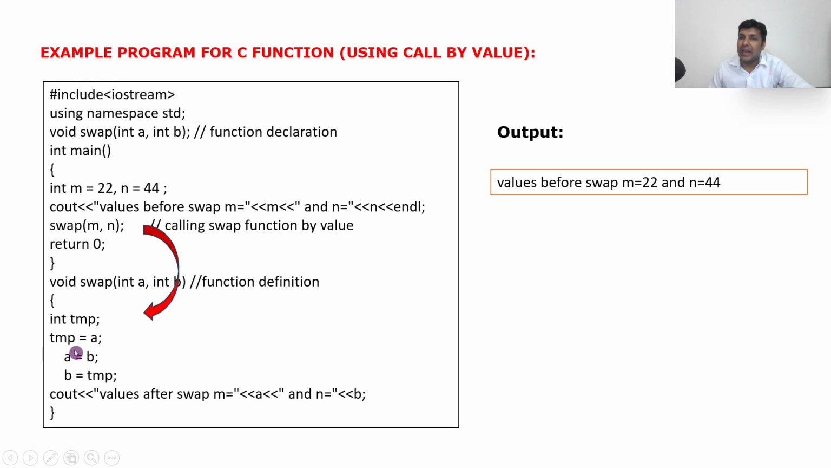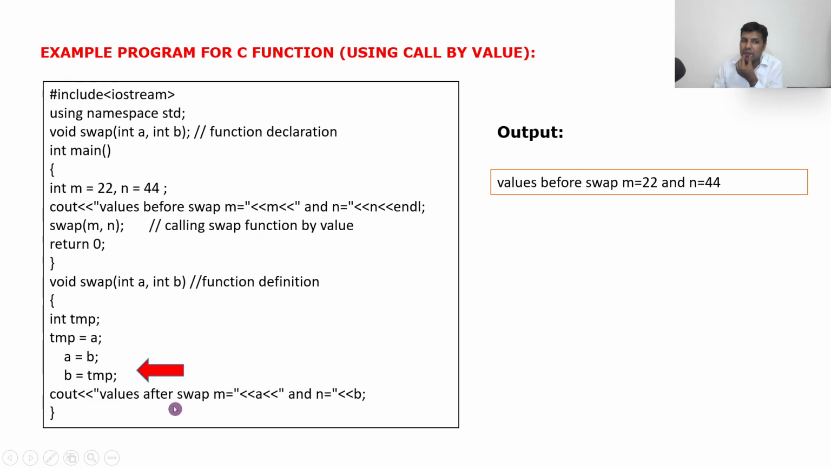Now I have taken a temporary variable. What have I done? I have swapped the values. That means the a value is stored in temp. Now the b value will go to a, and the temp value will go to b. That means the m value is 22, right? The n value is 44, right? Now I have taken it into the function and swapped, right? Again I have returned.